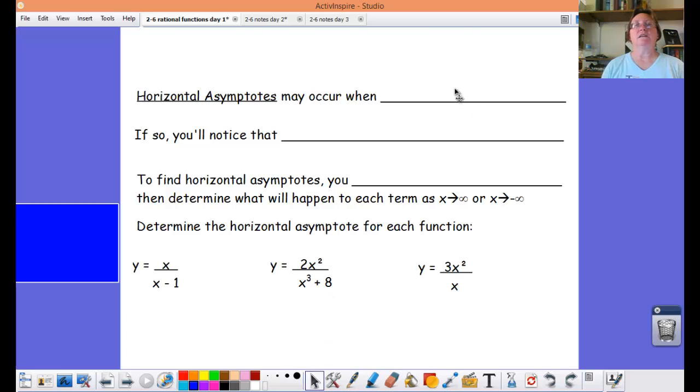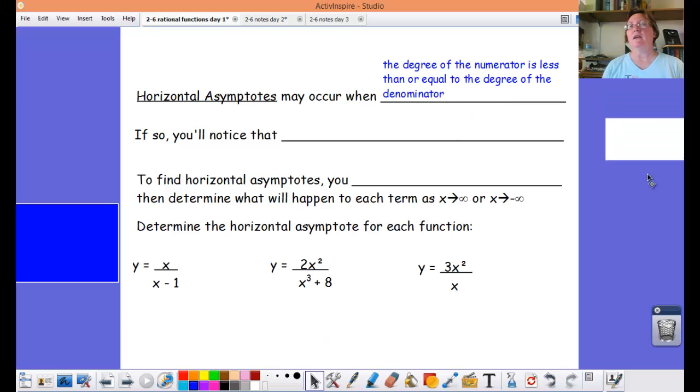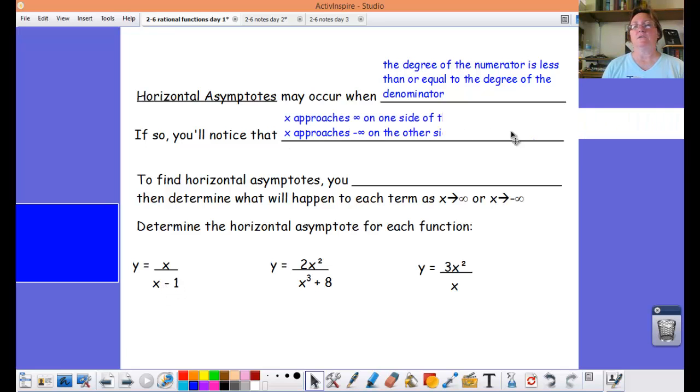Horizontal asymptotes can happen when the degree on the numerator is less than or equal to the degree on the denominator. So the degree on the numerator here is 1. It's the same as the degree on the denominator. This will have a horizontal asymptote. If there is a horizontal asymptote, what you'll see is that x approaches positive infinity on one side of the avoided y, and it approaches negative infinity on the other side of the avoided y.